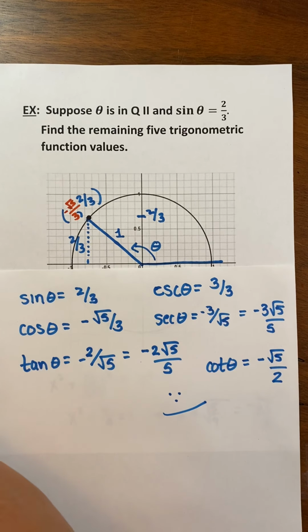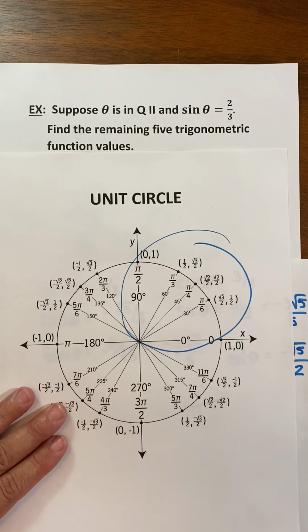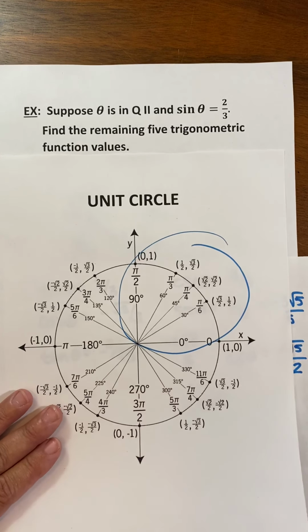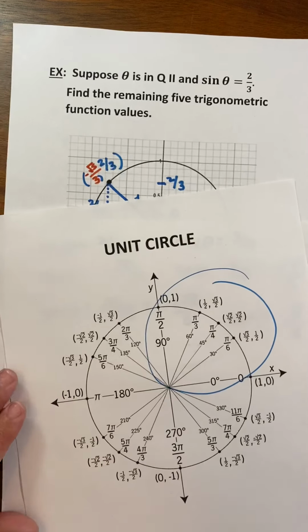All right, so I suggest for now that you print off the unit circle. Memorize at least the points in the first quadrant. Right, and then that will help you find all the points in the rest of the circle, okay? All right, have fun with this. See ya.